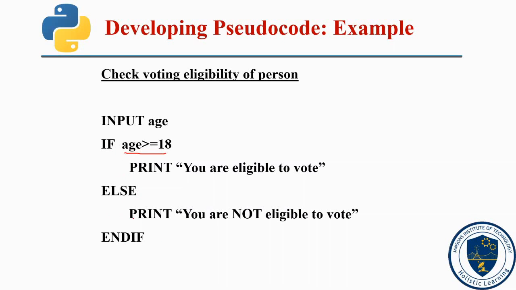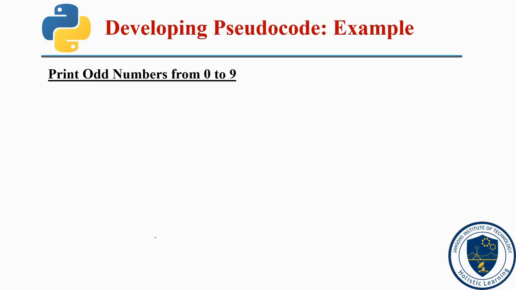Similarly, let's develop a pseudocode to print odd numbers from 0 to 9. The logic here is we have to take each number from 0 till 9 and individually check whether that particular number is odd or not. If odd, I have to print that number. Let's start developing. We have to start from 0. So I am initializing I, a variable, to 0. You can use the INIT keyword or SET. Here I am using SET I to 0. So from there I have to start checking.